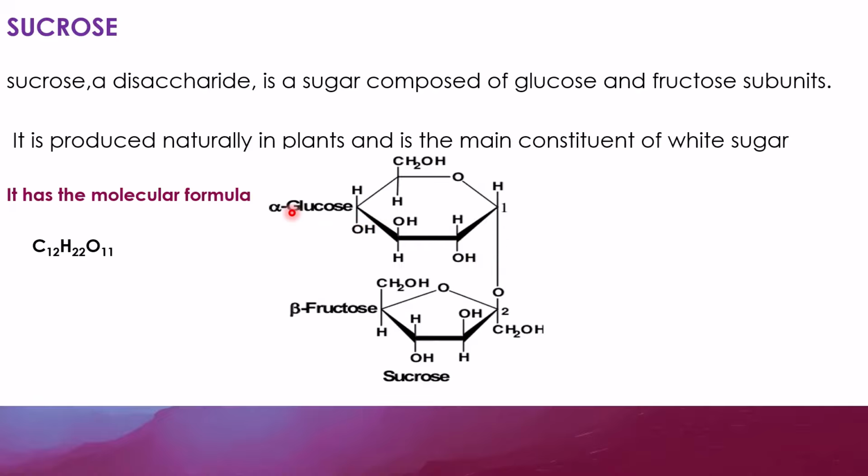So this is our glucose unit, and this is our fructose unit, and this is the glycosidic bond between the alpha one of the glucose molecule and beta 2 of the fructose molecule.